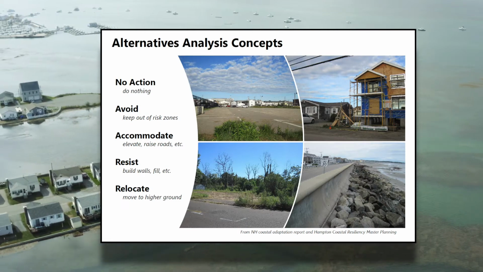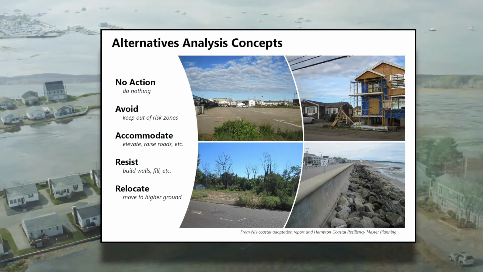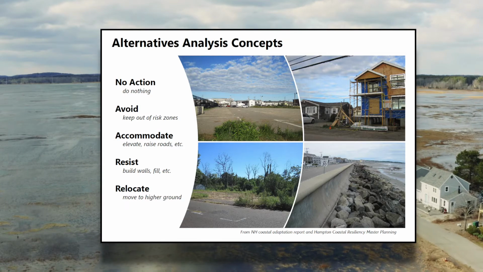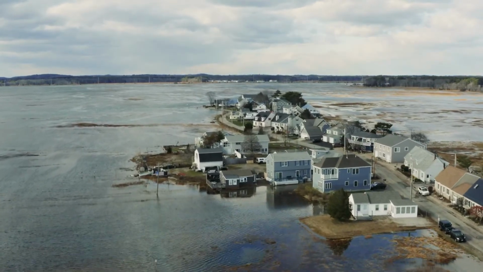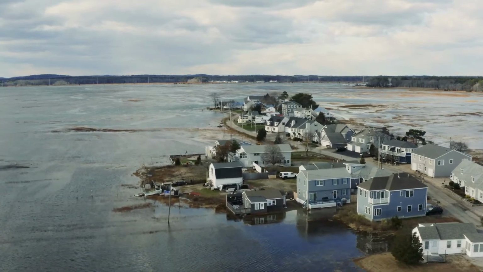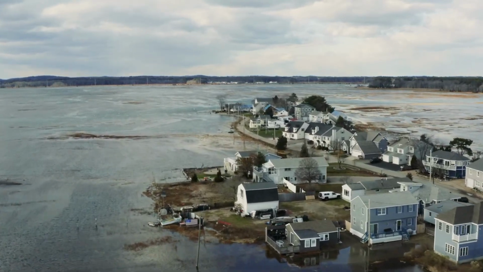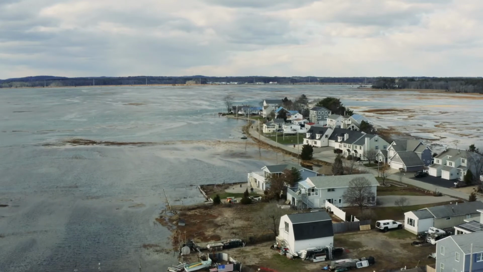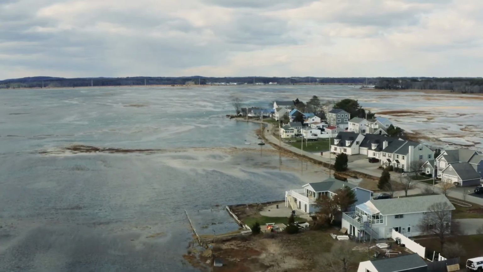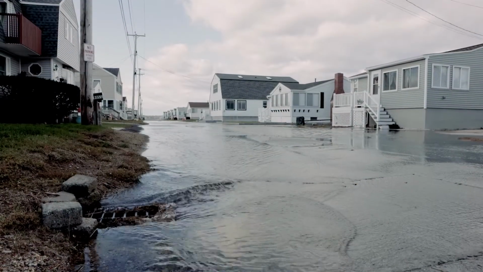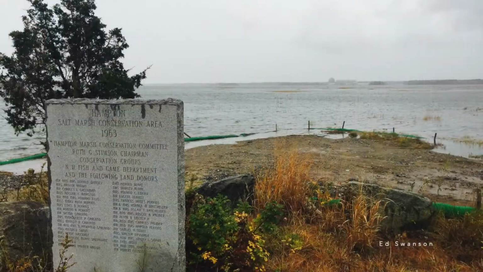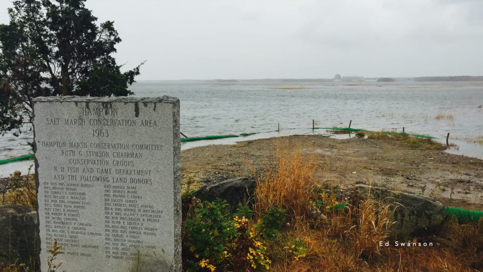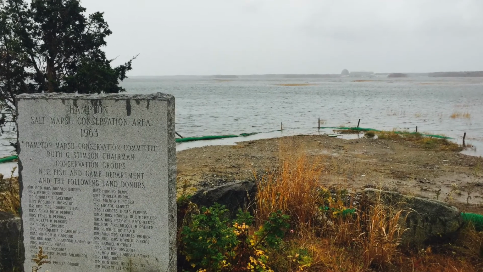The study evaluated options across the avoid, accommodate, resist, and relocate spectrum. For example, a recommended option in the avoid category is to evaluate zoning ordinance and site plan regulation changes in order to limit and manage expansion and growth of development in flood-prone areas. Recommended options in the accommodate category include improving drainage and restoring the marsh.